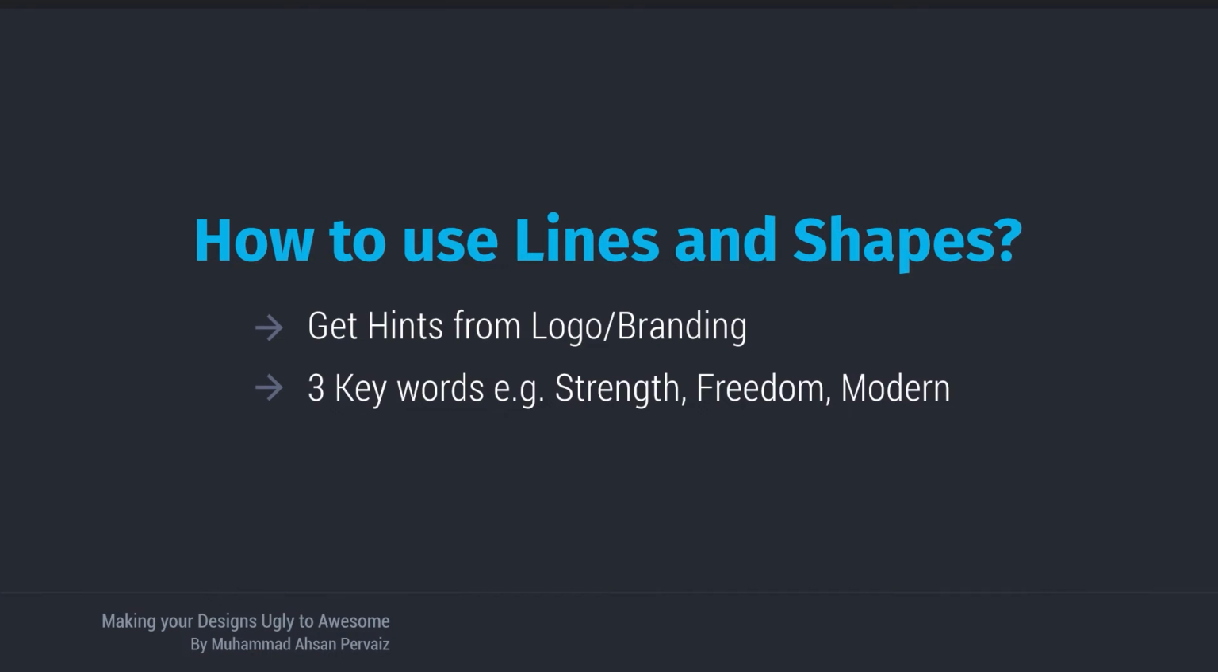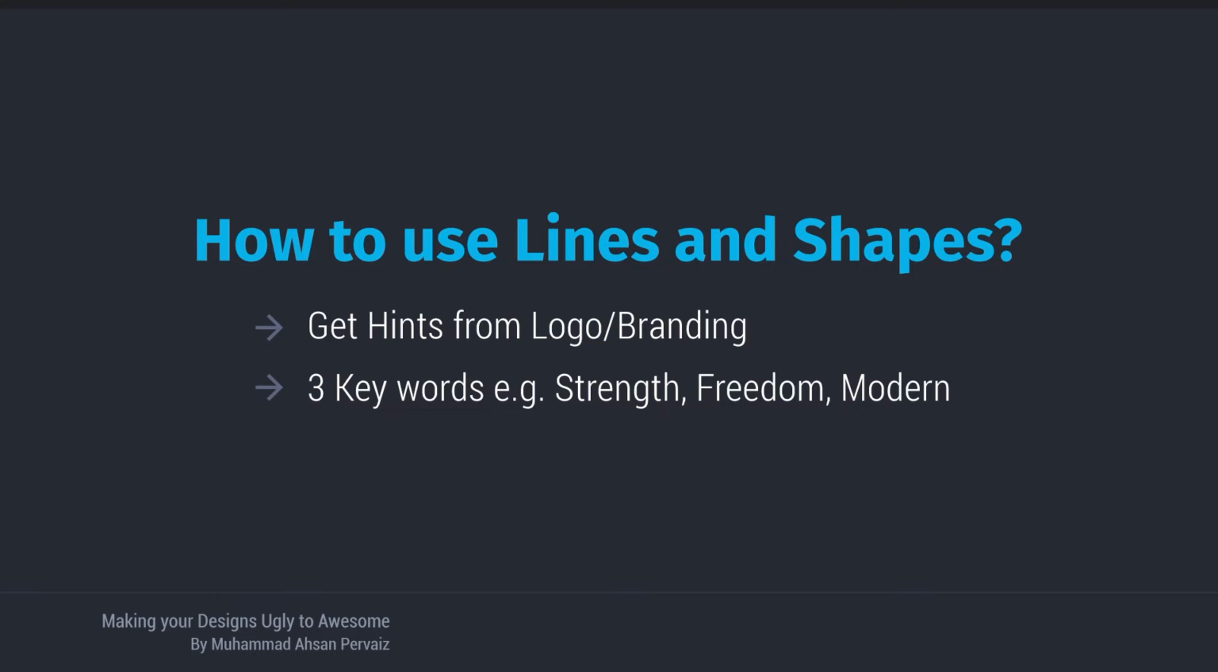Now there is something more about these lines and shapes. If you are designing for a children's company or children's clothing or a toys brand, then the lines you are going to use in your designs are not going to be very straight and have a lot of corners. So the shapes and lines are going to change according to your logo, branding and the theme of your design.